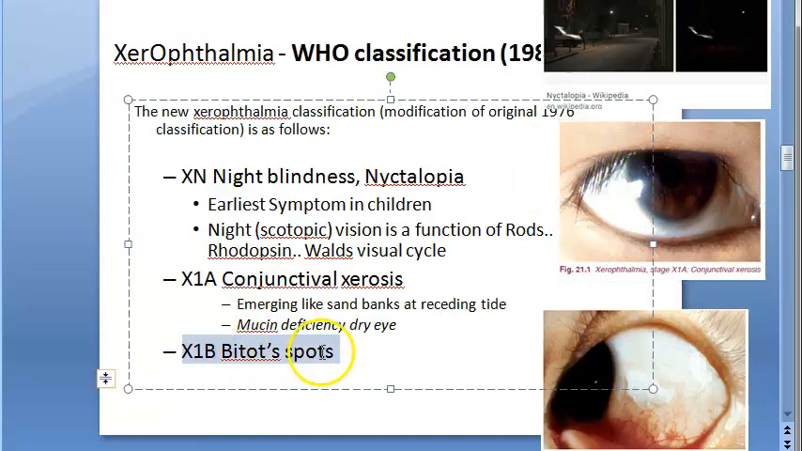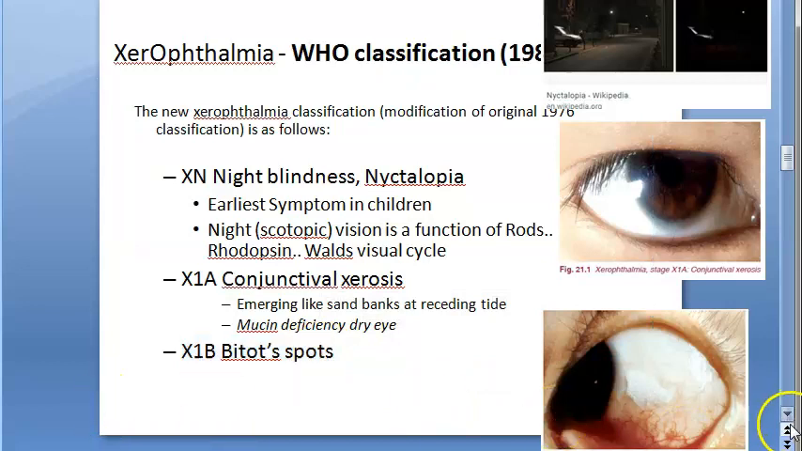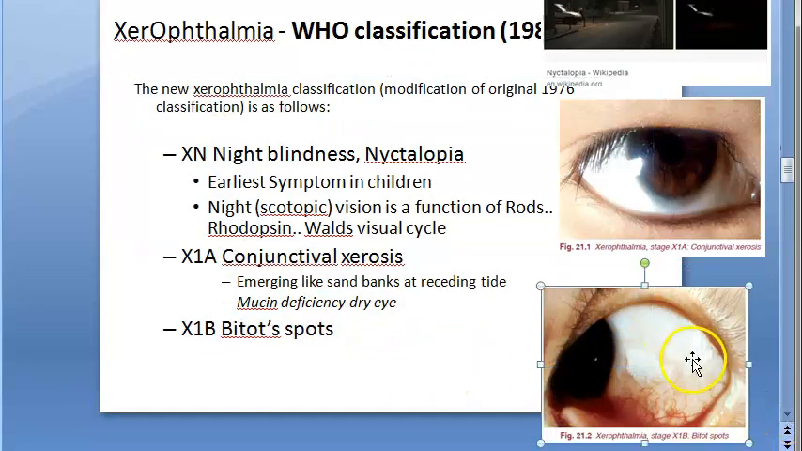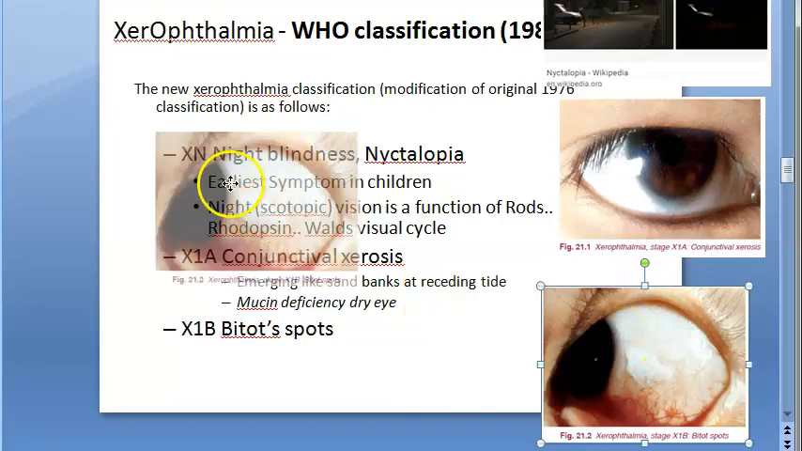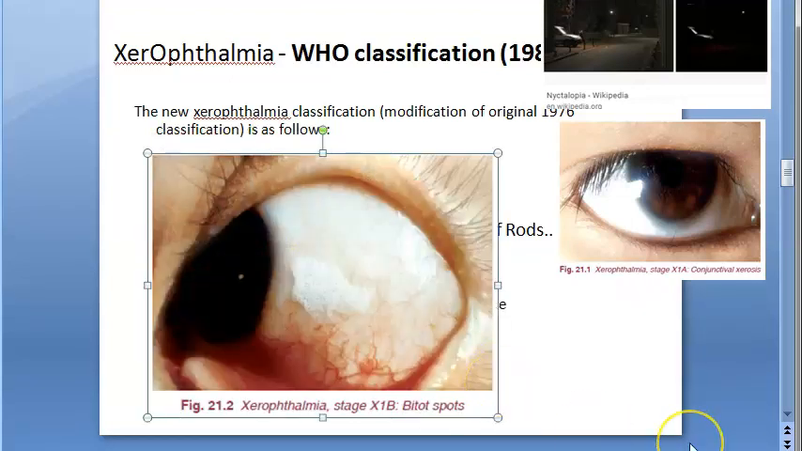Now let us move on to X1B Bitot spots. So Bitot spots, guys, are shown here in this image. Look at this, Bitot spots. This will be X1B, B for Bitot spots. It is an extension of the xerotic process. It's an extension of this X1A. So basically, how are these spots? They are raised, silvery white, foamy, triangular patch of keratinized epithelium.